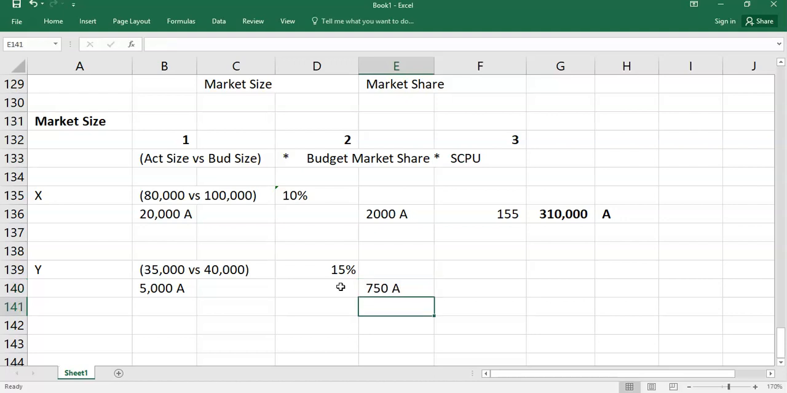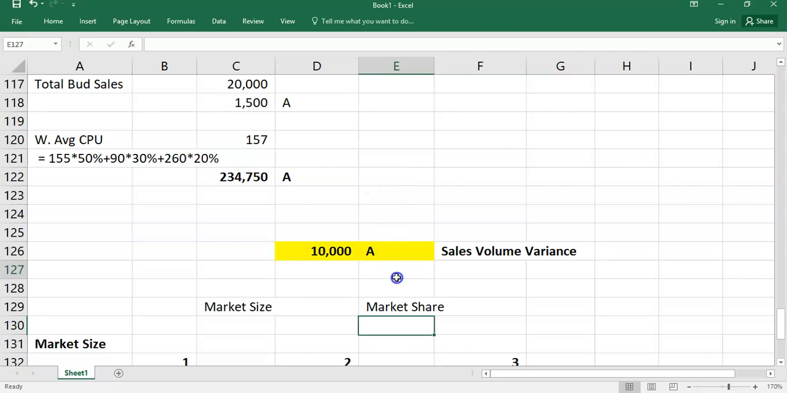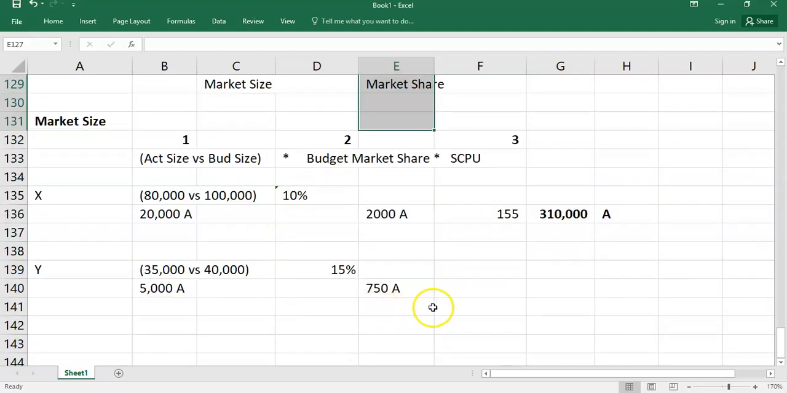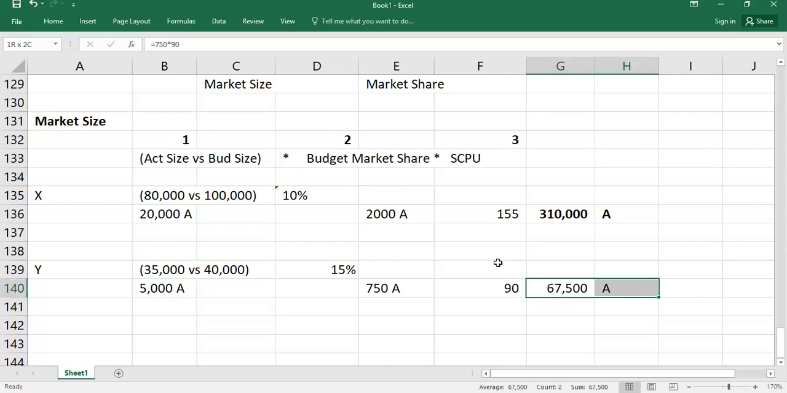So if you took your share of that decline, we don't look at actual market share here. That's for a separate variance. So we're holding constant, just looking at the budget share. And each unit there is a contribution of 90. So because of the industry decline, you're worse off by 750 units, and each lost unit loses you contribution of 90. So that is 67,500 adverse. It's a declining industry.